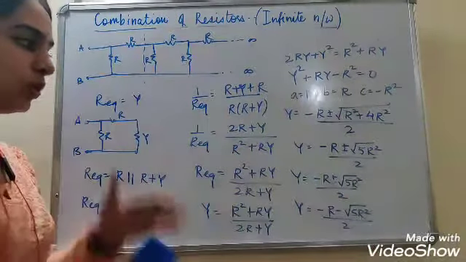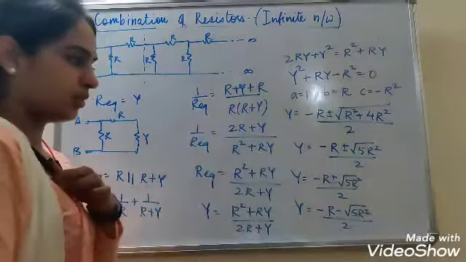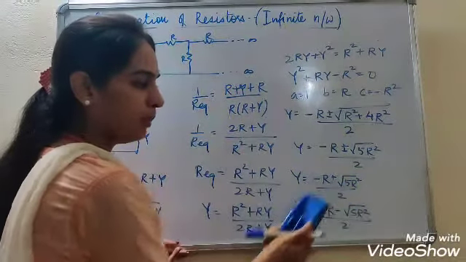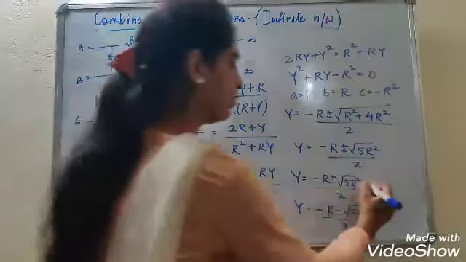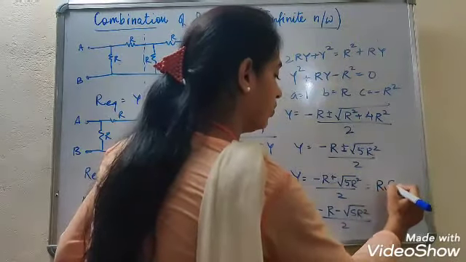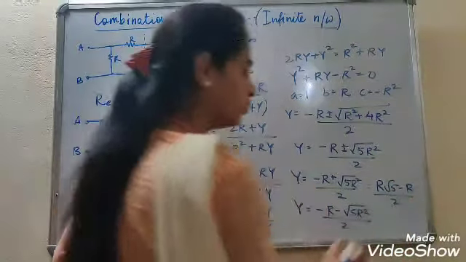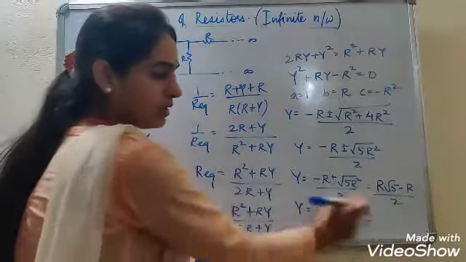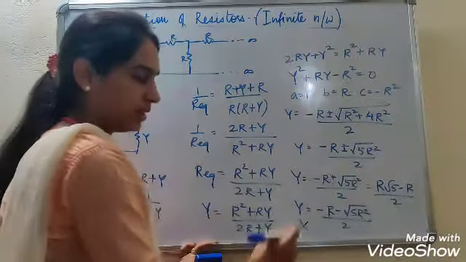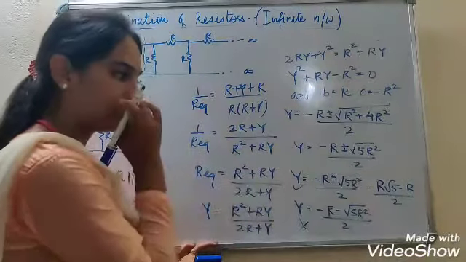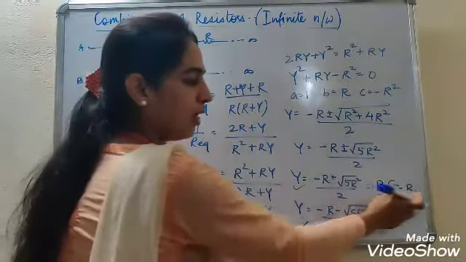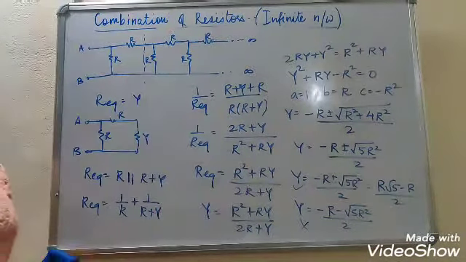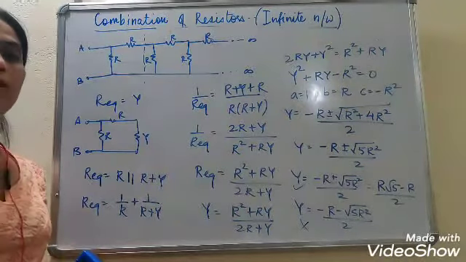Okay, so which value will you take? Now you will say that both are negative. See, when you take root 5R square, it will be R root 5, right? You can write it as R root 5 minus R by 2. But the other will be minus R minus R root 5 by 2. So this is the fully negative value, so it will not be considered, whereas this one will be considered. So what is the value of Y? R root 5 minus R by 2. Okay. So with the help of this method, you can find the equivalent resistance of any infinite network.